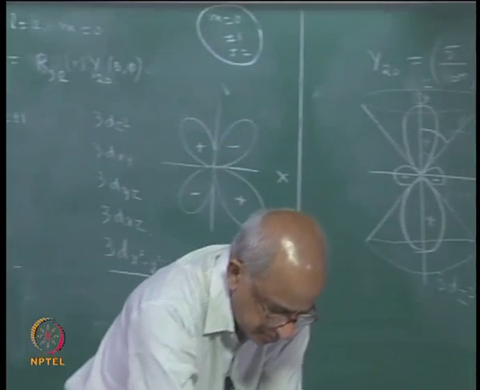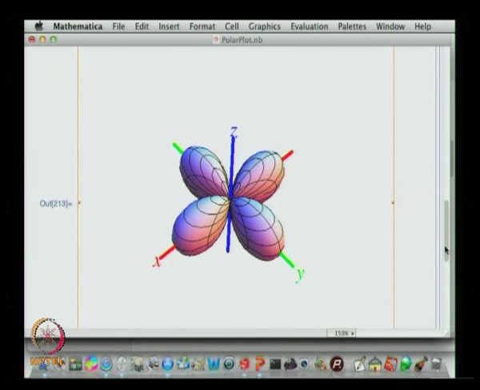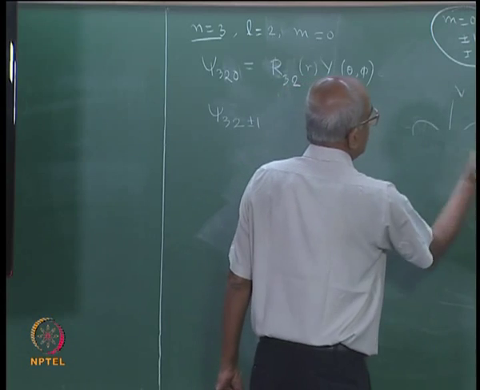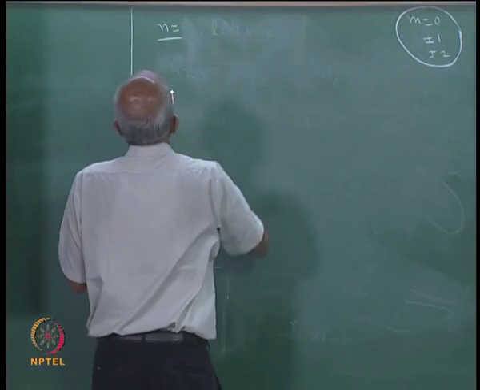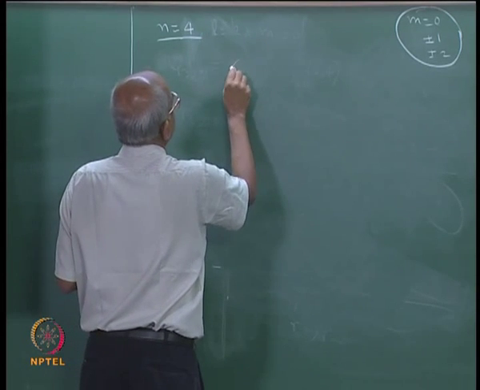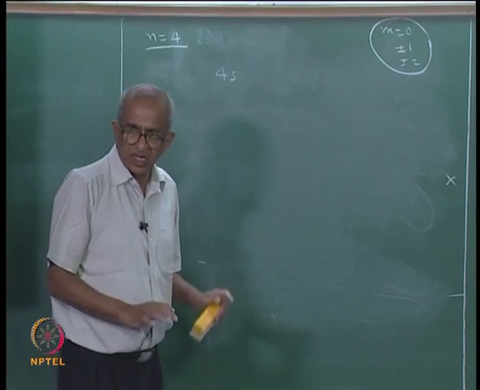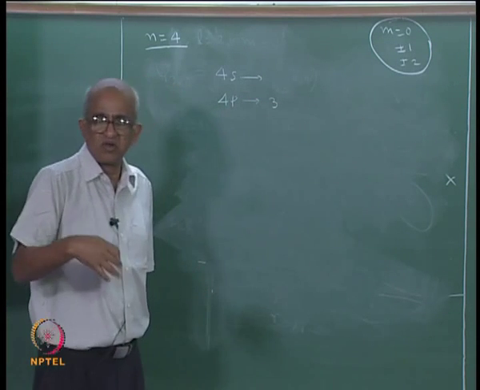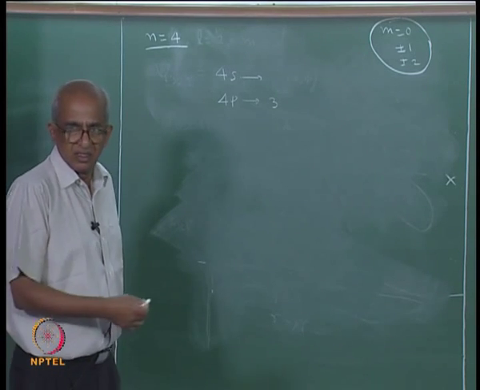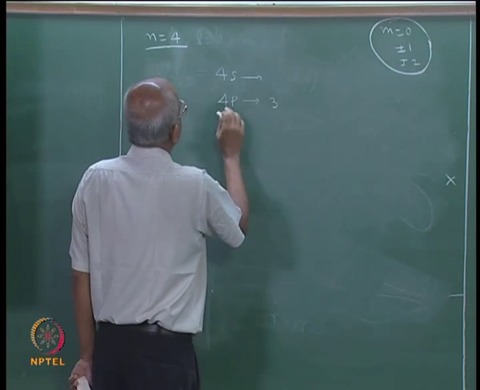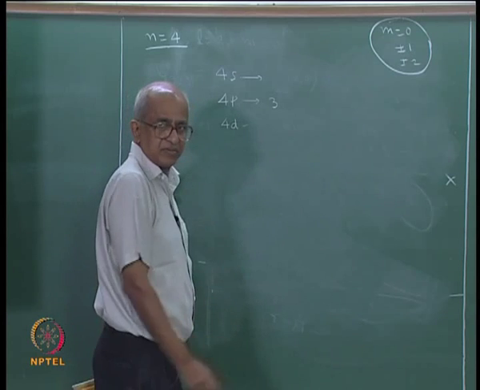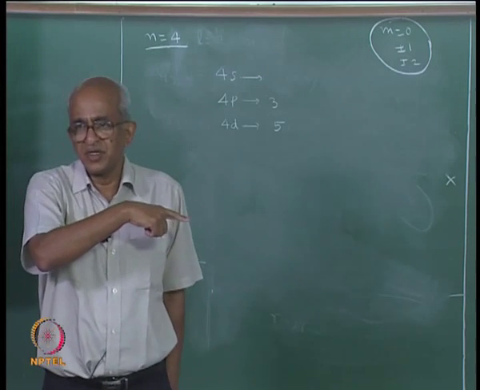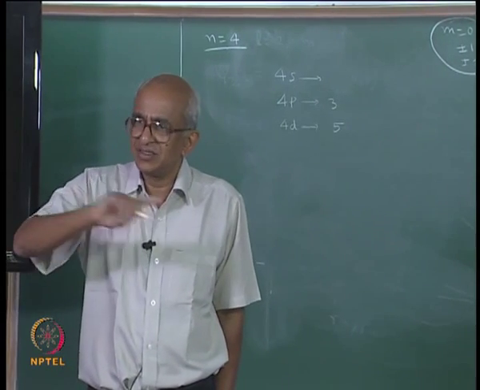Then when you think of n equal to 4, again I am not going to describe n equal to 4 in all its details. When n is equal to 4, you would have the 4s atomic orbital. You will have 4p, there are 3 of them, 4px, 4py and 4pz. Then we will have L equal to 2, you will have 4d, there will be 5 of them, and their appearance is similar to the 3d orbitals that we have just described. Why? Because the angular part of the wave function is just the same.